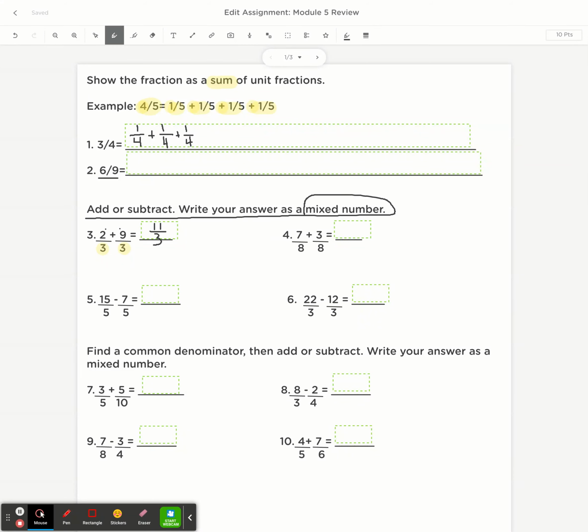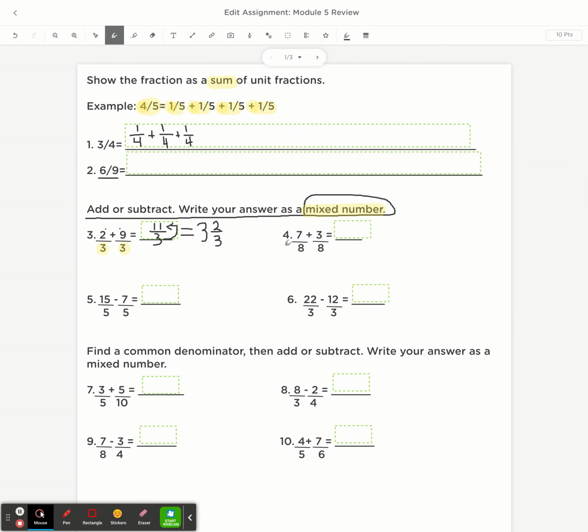But I can't leave my answer as 11/3 because the directions tell us to write our answer as a mixed number. So that means that I'm going to have to change it. So first I have to see how many times 3 can go into 11. 3, 6, 9. I skip counted 3 times and I got to 9. So I need to figure out what is left over. So I can either count up until I get to 11 or do 11 minus 9. Either way, you should end up with 2. So we get our final answer of 3 2/3.